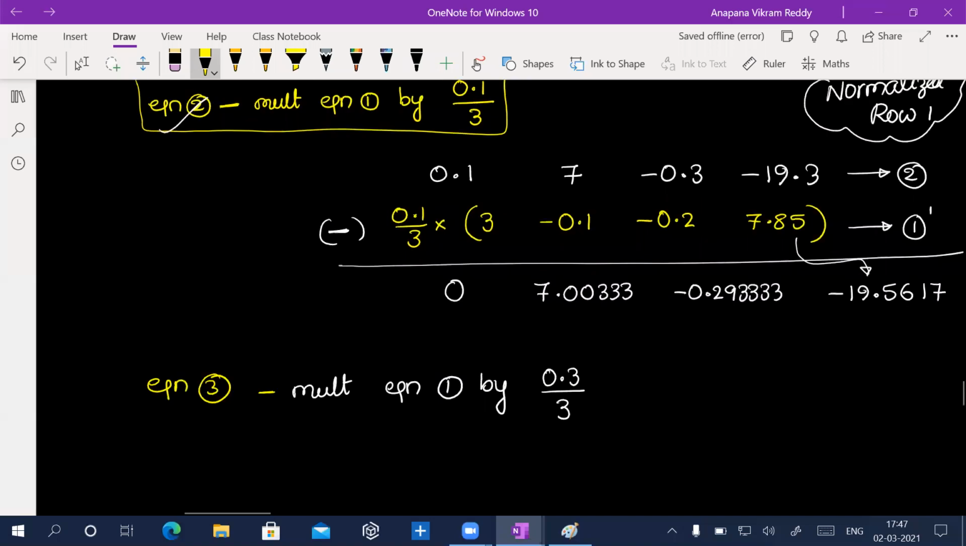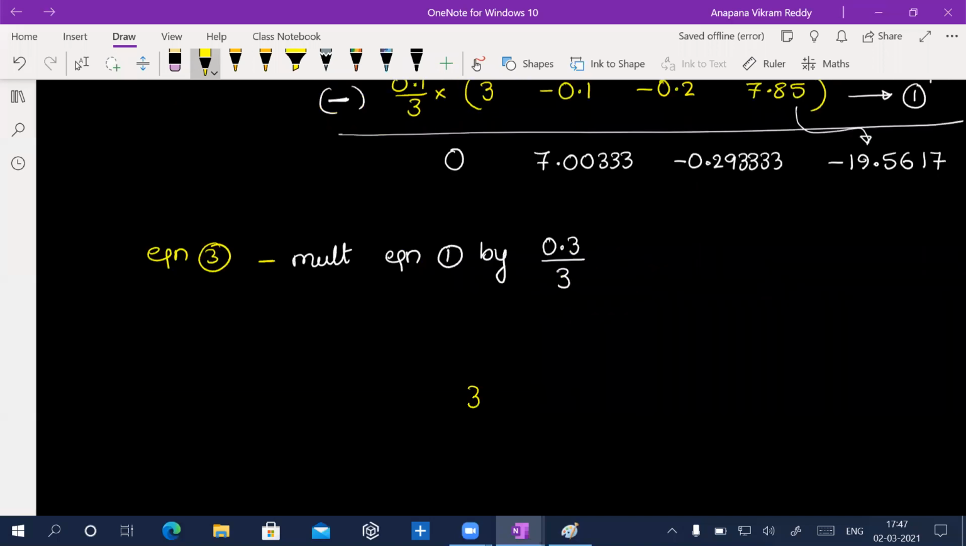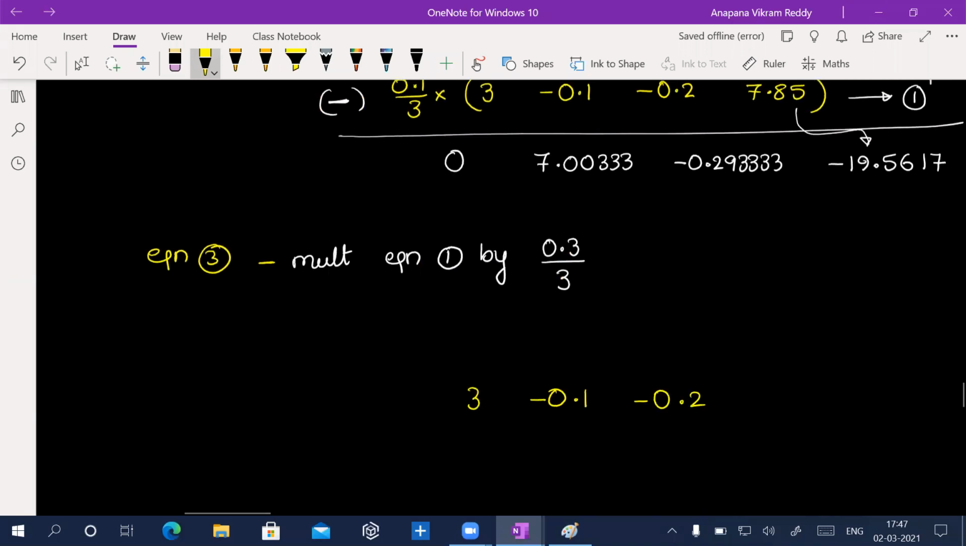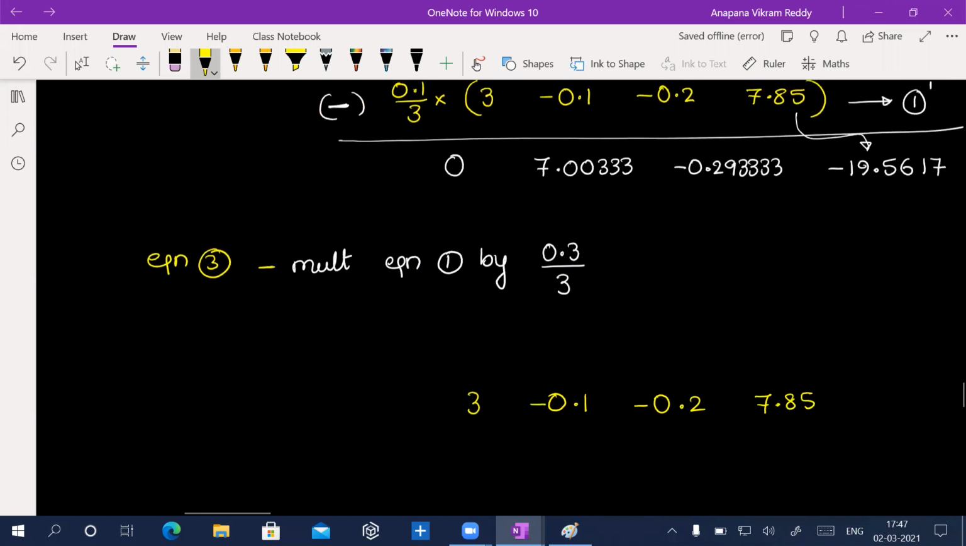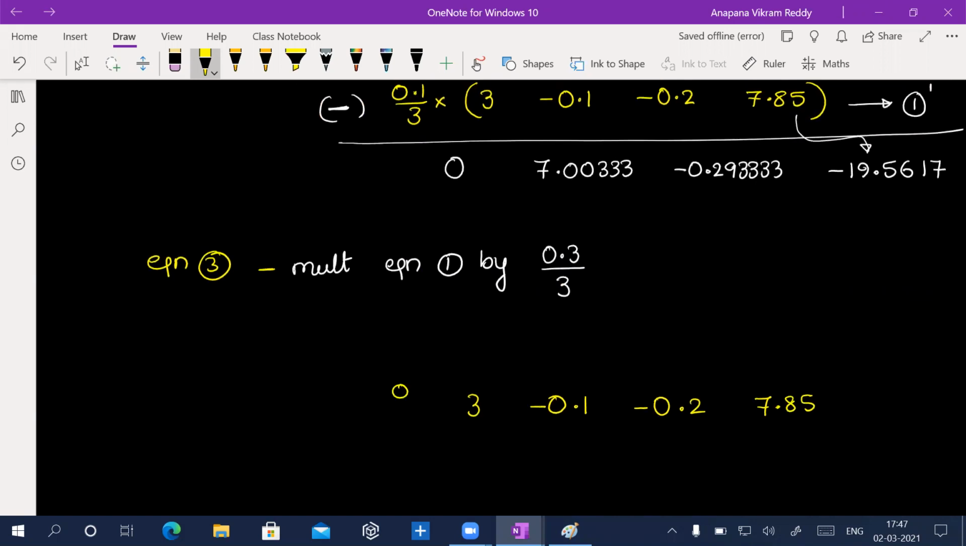So what is my 1? My 1 is this: 3 minus 0.1 minus 0.2. I will upload this in YouTube, don't worry. So I'll multiply this by 0.3 by 3. This parenthesis quantity is your row 1. I'm multiplying this by the ratio 0.3 by 3. Now I need to subtract this from equation number 3.